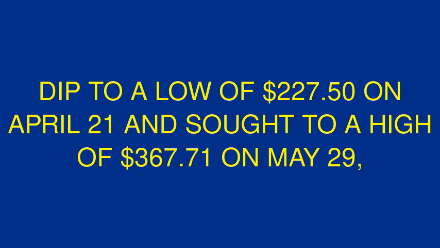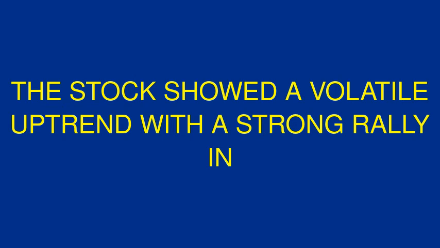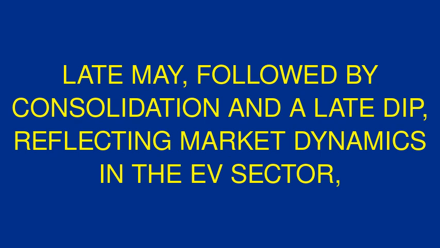General overview and trend. TSLA kicked off at $241.55 on April 16th, dipped to a low of $227.50 on April 21st, and soared to a high of $367.71 on May 29th, before closing at $316.90 on July 14th. The stock showed a volatile uptrend with a strong rally in late May, followed by consolidation and a late dip, reflecting market dynamics in the EV sector.